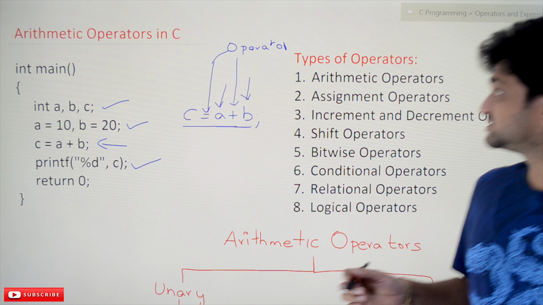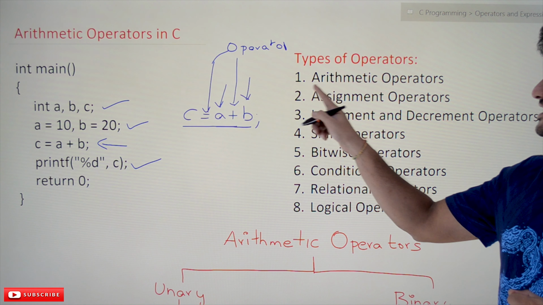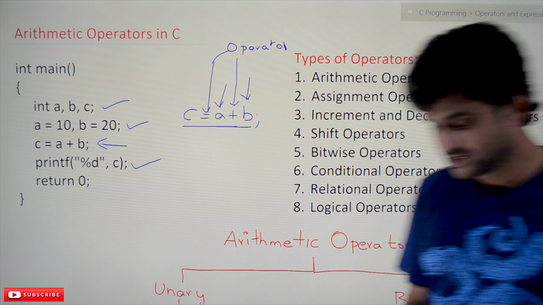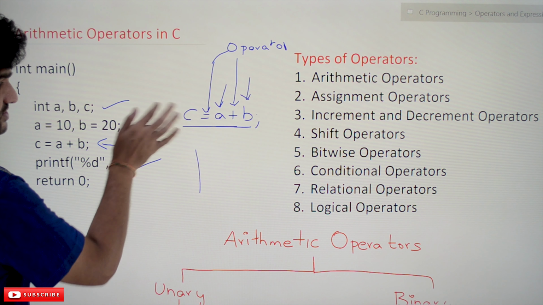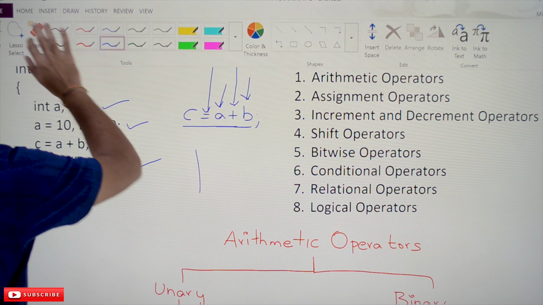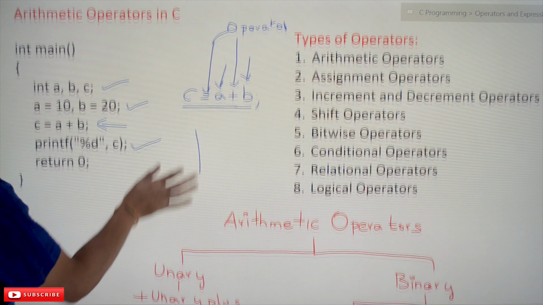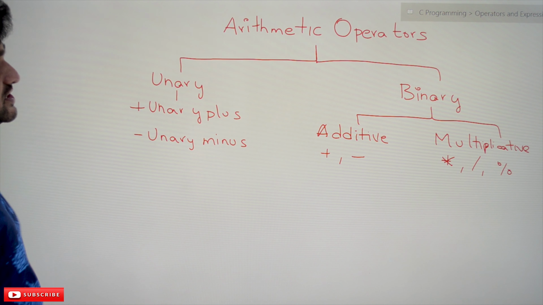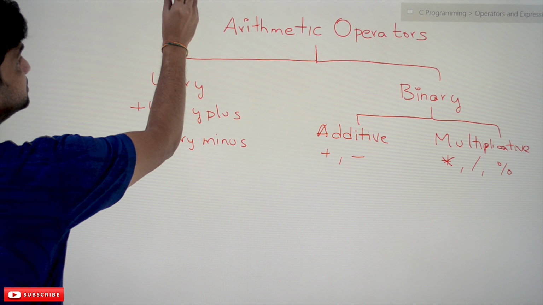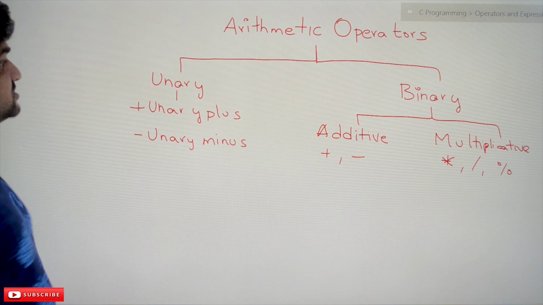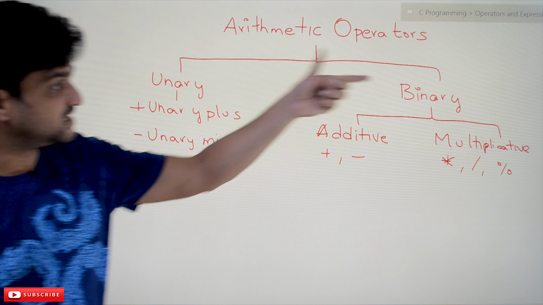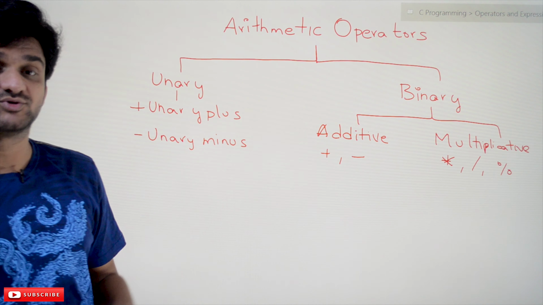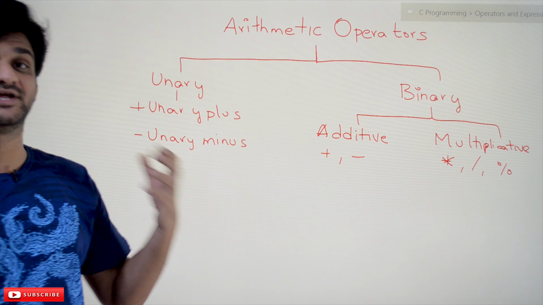In this class, we'll try to understand arithmetic operators. What is an arithmetic operator? What are the different arithmetic operators that are supported by C? Arithmetic operators are broadly divided into two categories. One is unary operator, the other one is binary operator. So what is a unary operator?